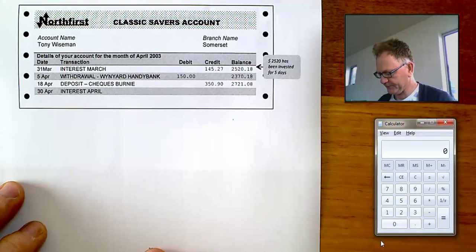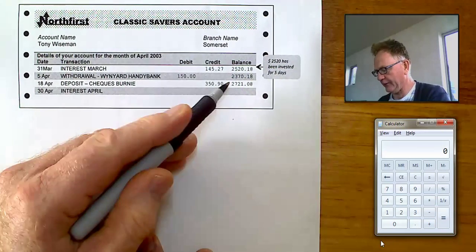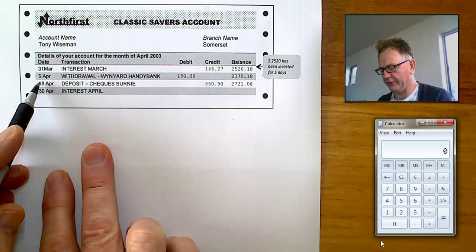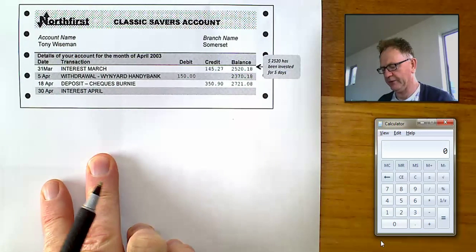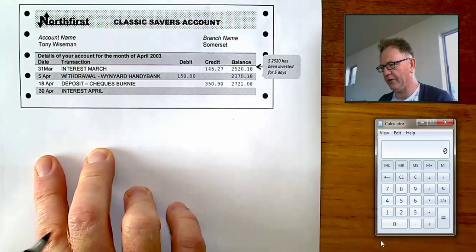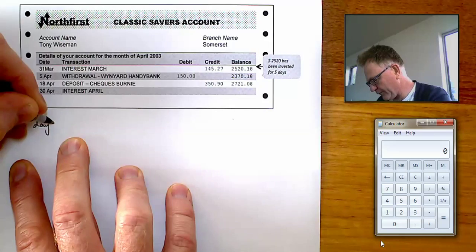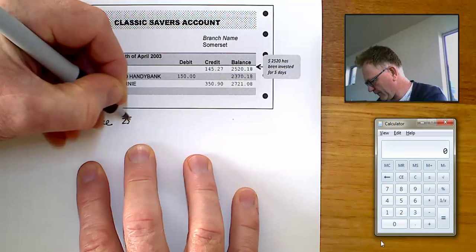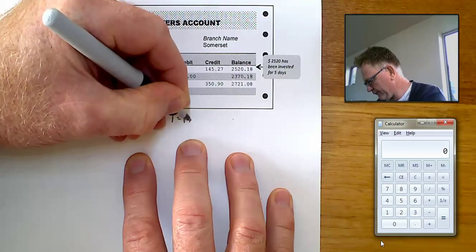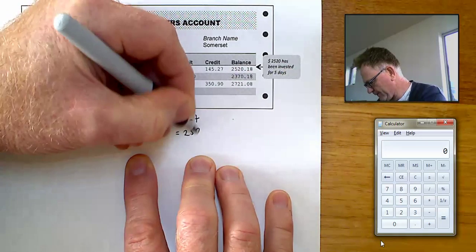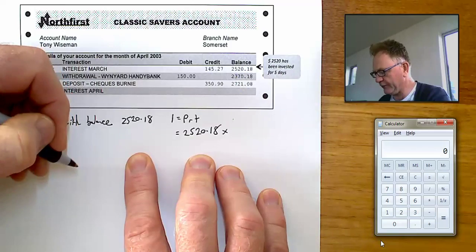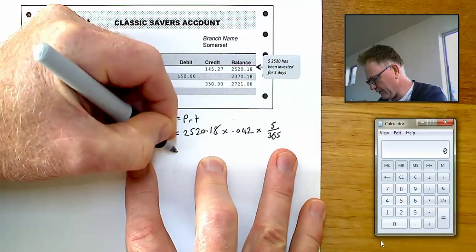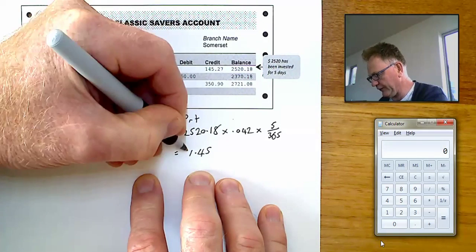So at the end of March, the balance was $2,520.18. That didn't change until April the 5th. So that will mean there are 5 days when the balance was this much. We can use I equals PRT to work out the interest for that little period of time. So 5 days with a balance of this much. The interest rate in this example is 4.2%. I'll write that as 0.042 as a decimal. 5 out of 365 days works out for that period of time $1.45 interest if you do the calculations.